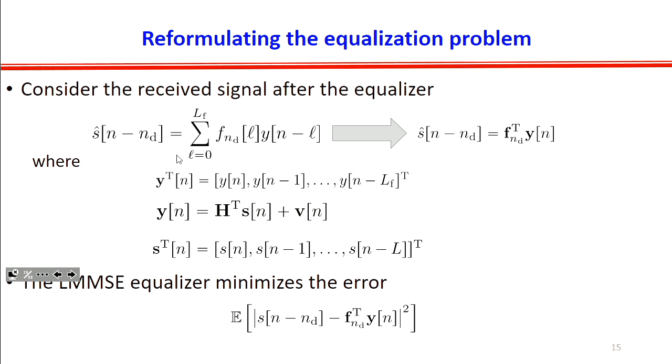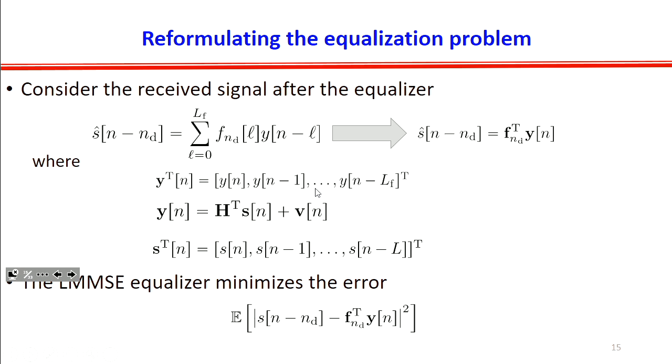So since you have Lf plus 1 coefficients, the sample that was transmitted at n will appear at the equalizer output at n minus Nd, or n minus Nd is the transmitted symbol. So there will be a delay of Nd symbol periods at the equalizer. Choose Nd that minimizes the expectation.